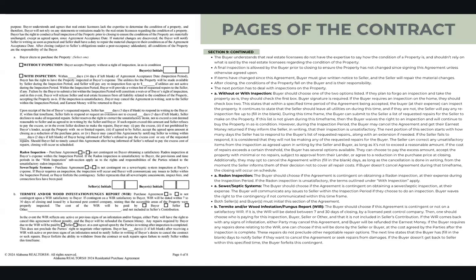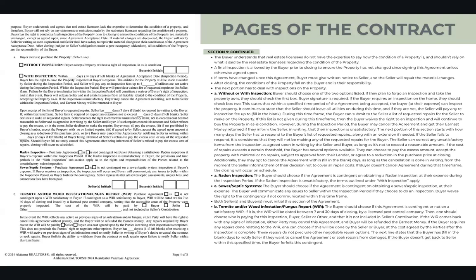During the inspection period, the buyer can cancel the agreement and get their earnest money returned if they inform the seller in writing that their inspection is unsatisfactory. So just a side note, this is a place in the contract where your buyer can get out of it if they are looking for a way, okay?